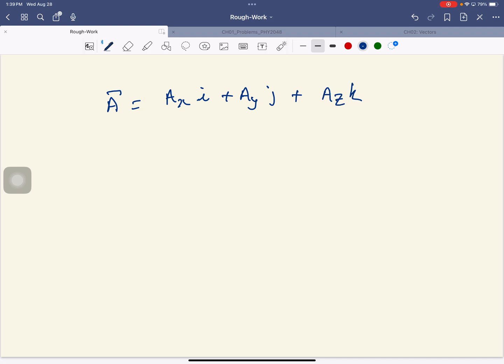Why do we do this? Because now adding vectors is very easy. So let's say you have A plus B, and let me write down B.